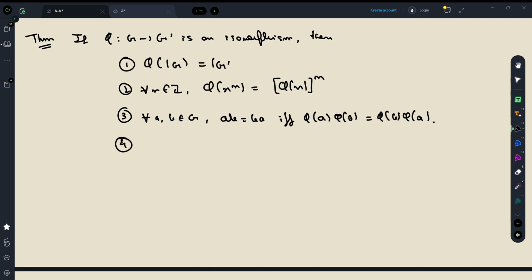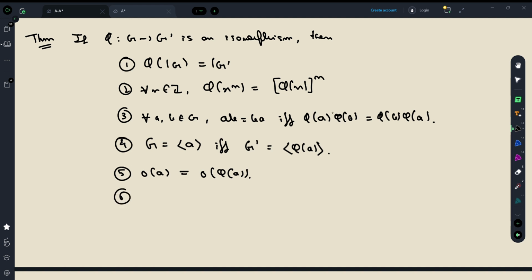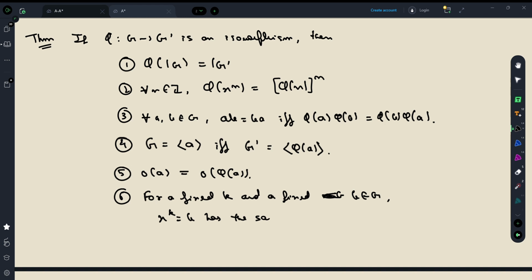Number four, G is a cyclic group generated by a if and only if G dash is the cyclic group generated by phi of a. Number five is that the order of a is the same as the order of its image in G dash under the isomorphism. Number six is that for a fixed k and a fixed b in G, x to the power k equals b has the same number of solutions as x to the power k equals phi of b.